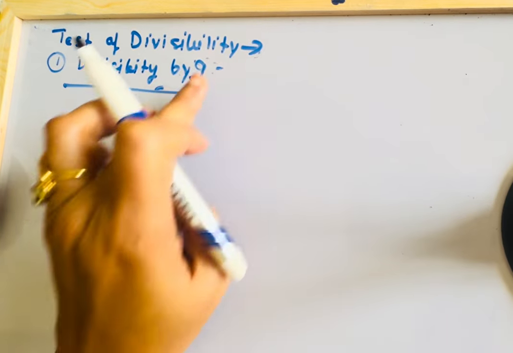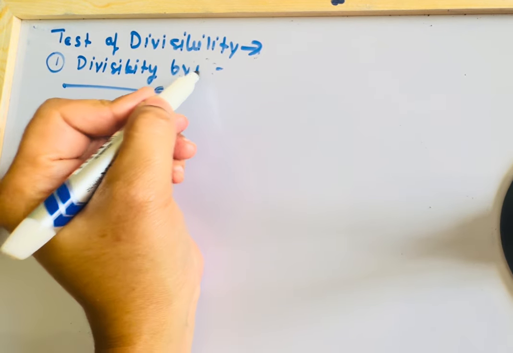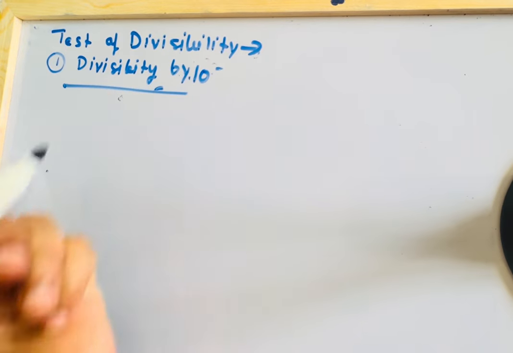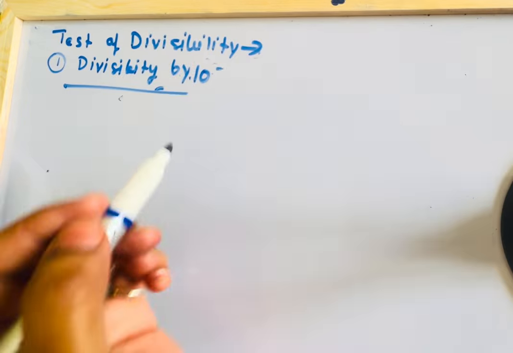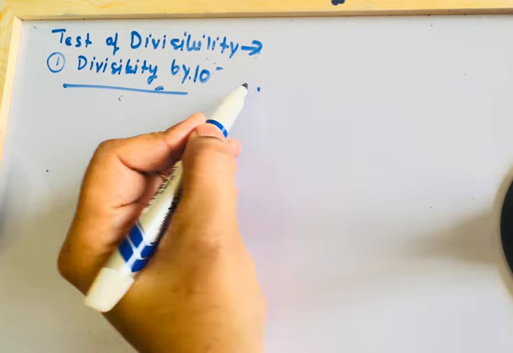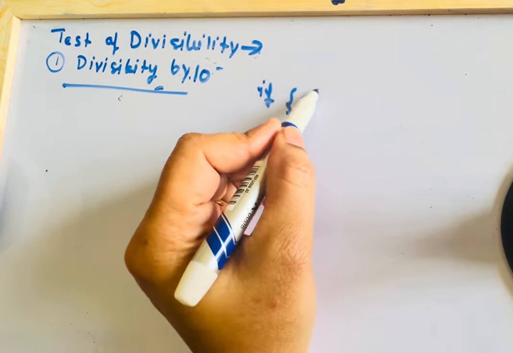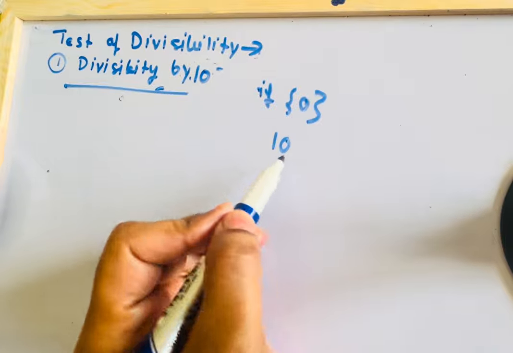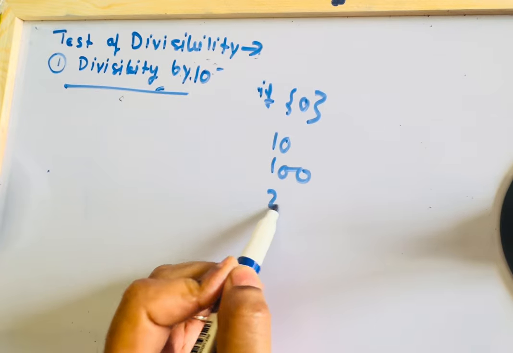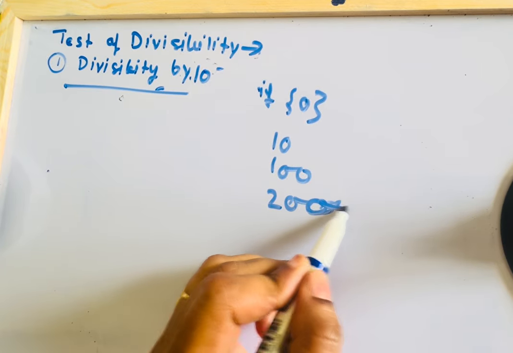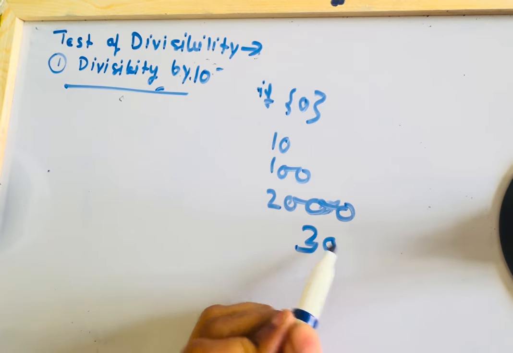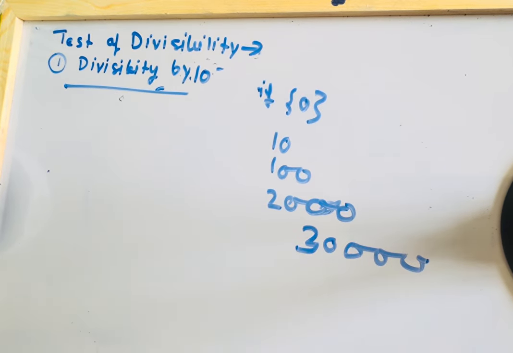If any number is given, how to check whether it is divisible by 10 or not? You check if the ones place is 0, it means that number is divisible by 10.